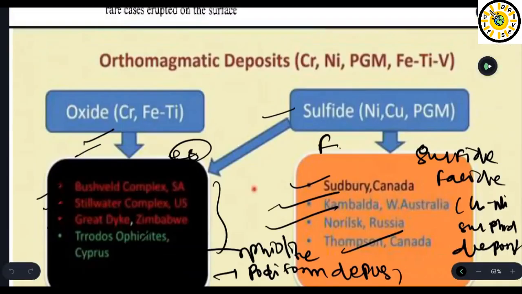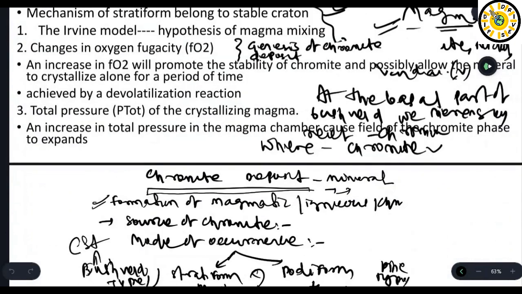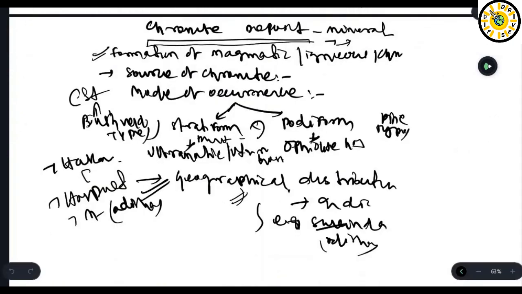Just tell me what is the difference between stratiform and podiform chromite deposit? Can anyone tell me? What is the basic difference between the stratiform and podiform deposit? Is there any process of formation difference or any type of age difference or any tectonic setting difference? Just tell me. Anyone?